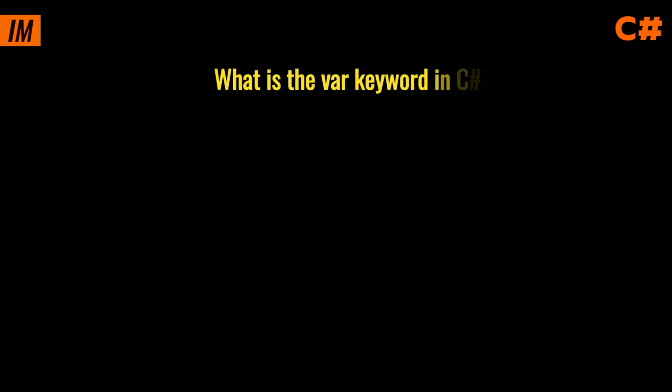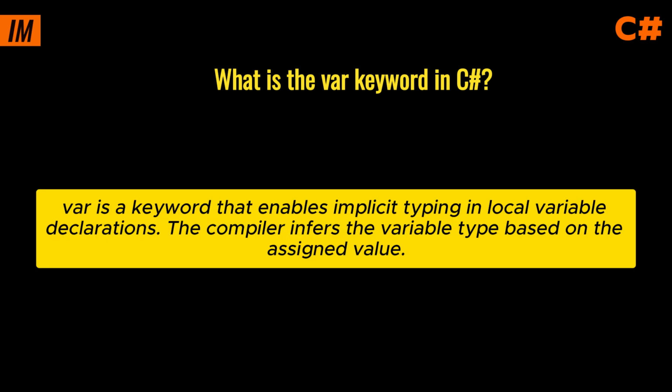What is the var keyword in C#? Var is a keyword that enables implicit typing in local variable declarations. The compiler infers the variable type based on the assigned value.